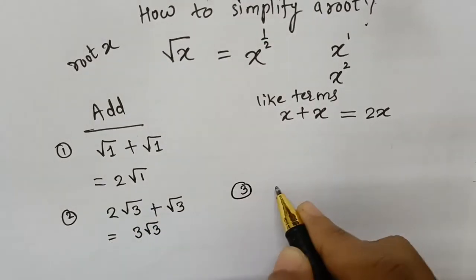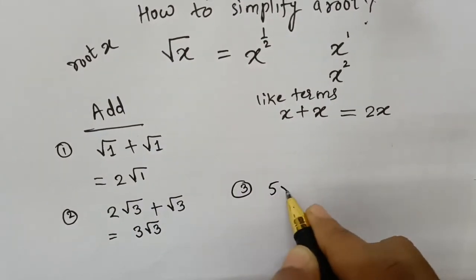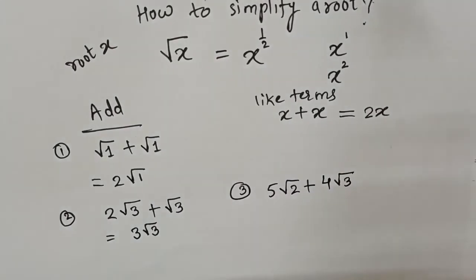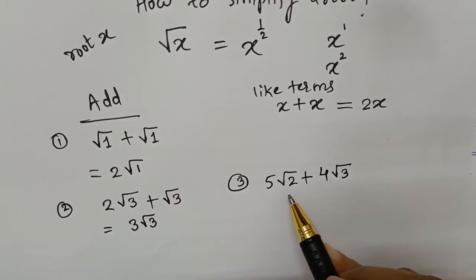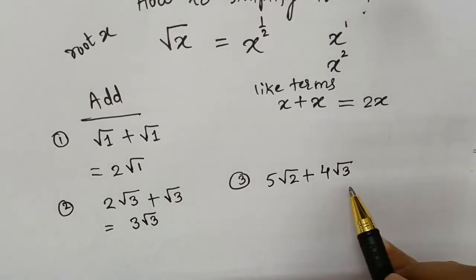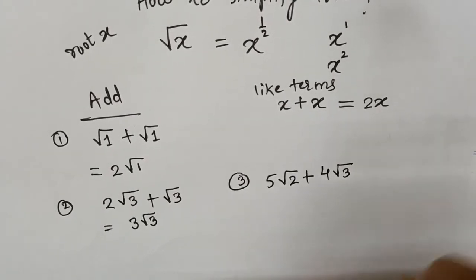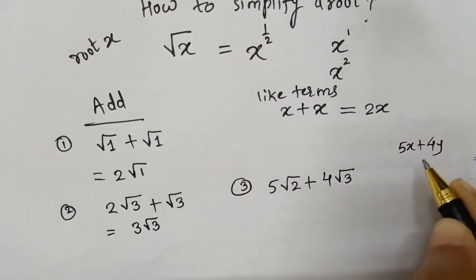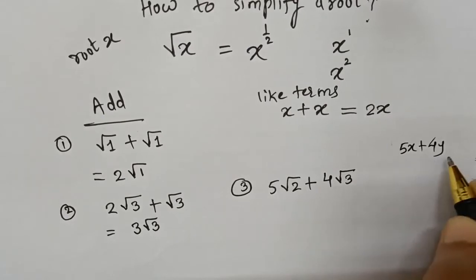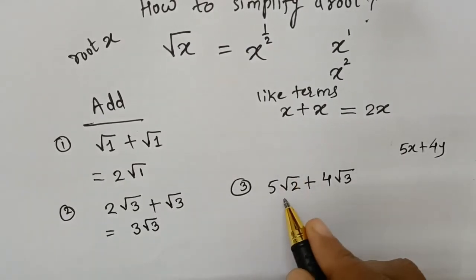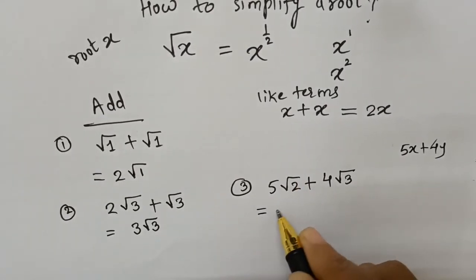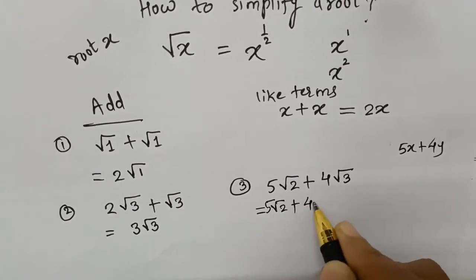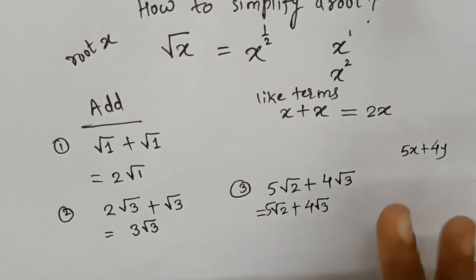Again we have a third problem: 5 root 2 plus 4 root 3. For example, consider root 2 and root 3 as different variables like x and y. For your understanding, it is like you have 5x plus 4y. You cannot add these terms, they are unlike. In the same way, 5 root 2 plus 4 root 3 cannot be added. So you can keep them like this, 5 root 2 plus 4 root 3. Keep them as it is.